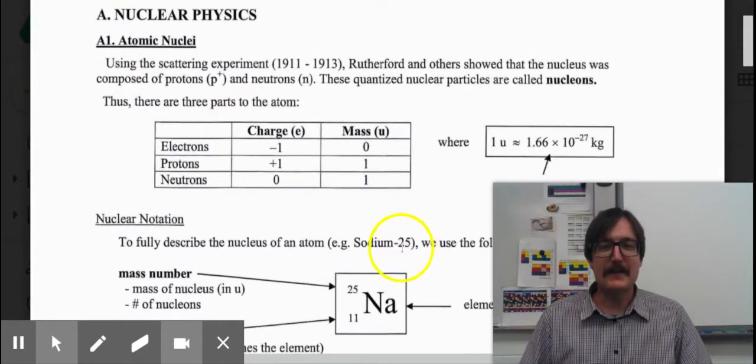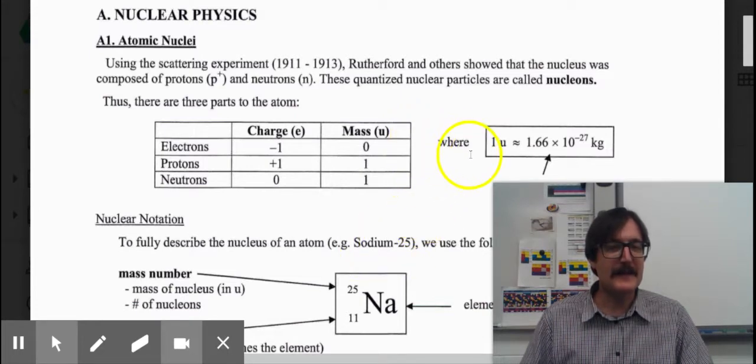Three parts to the atom. We've got electrons, protons, and neutrons. You can see the electron's charge is -1, protons +1, and neutrons 0. Now, the mass is in atomic mass units, and an atomic mass unit is approximately 1.66 times 10 to the -27 kilograms. The mass of the electron, since it is very small compared to the proton and neutron, is assigned a mass number of 0. Proton and neutron, 1 each.